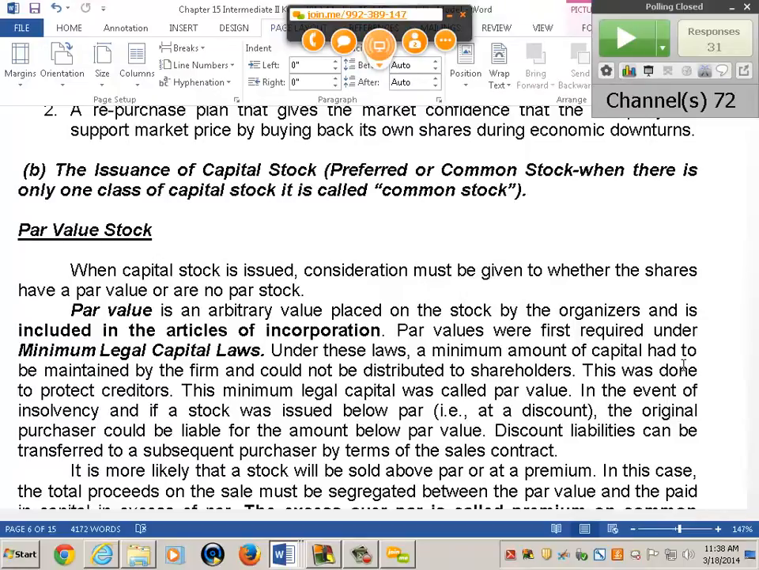And in fact, even when we had minimum legal capital laws, if you were a manager, what would you do if someone said you had to leave par value in the company to protect creditors? You make the par value a penny, right? So the par value became somewhat meaningless, and therefore most states today allow you to issue no par stock. And when you have no par stock, you could have either true no par or no par with a stated value.